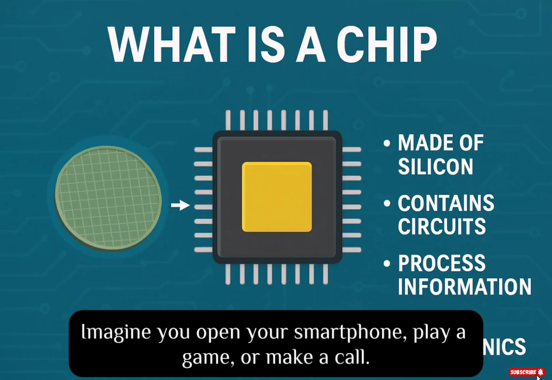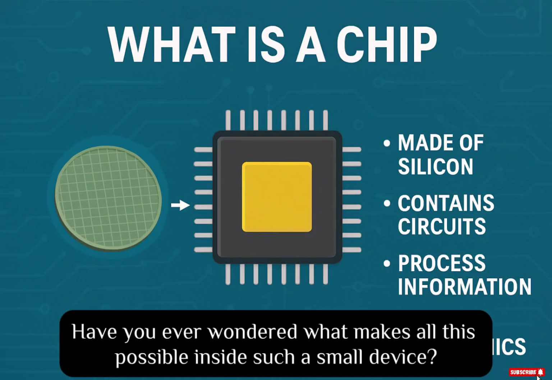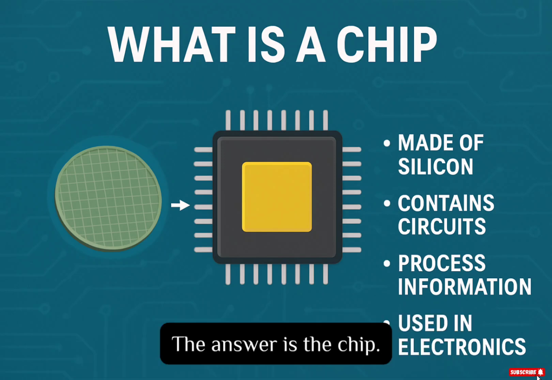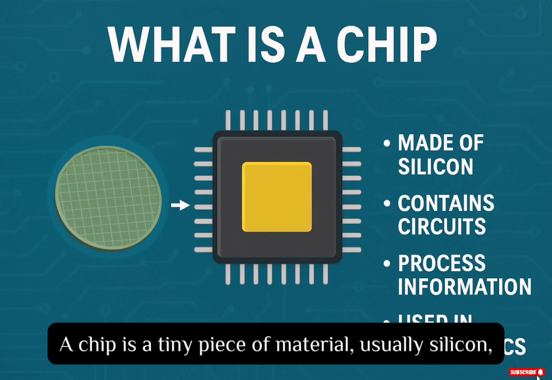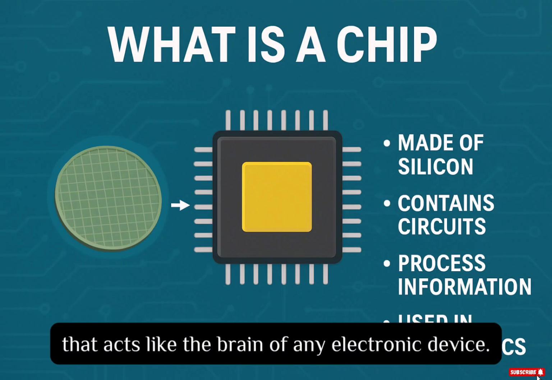Imagine you open your smartphone, play a game, or make a call. Have you ever wondered what makes all this possible inside such a small device? The answer is the chip. A chip is a tiny piece of material, usually silicon, that acts like the brain of any electronic device.